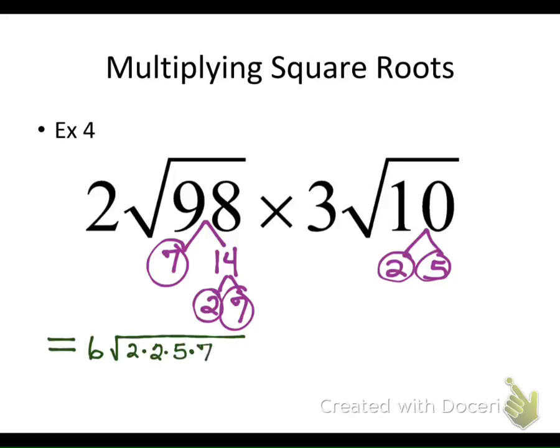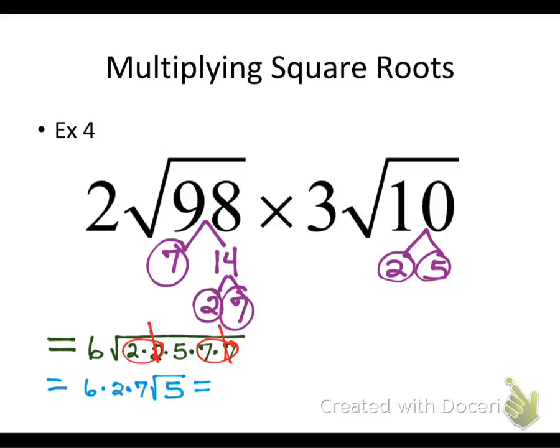Good. And then the last step, we're going to go ahead and simplify as usual. So I circle my factor pairs. They cancel with the square root sign and become a single number in the coefficient. So what's joining with my 6 as a coefficient? The 2 and the 7. And what's left on the inside? 5. So we're going to multiply our coefficients together here.